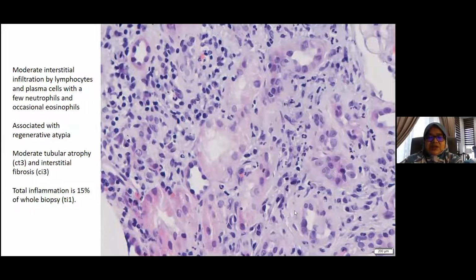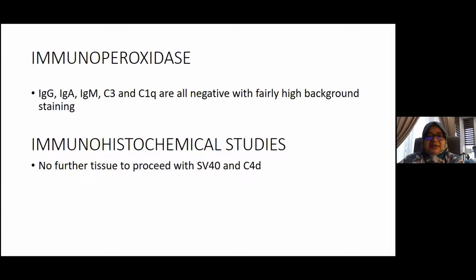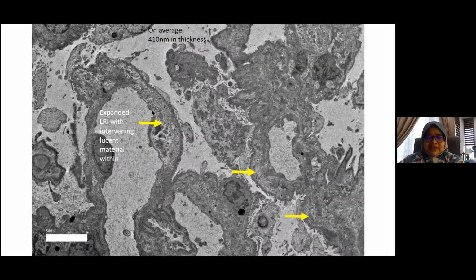Actually, in this case there wasn't any tissue for IF, so we used up the tissue for immunoperoxidase stains, and we did not have enough for C4D or SV40. But morphologically, other than the regenerative atypia, we did not see any viral cytopathic changes. Okay, so let's have a look at the EM.